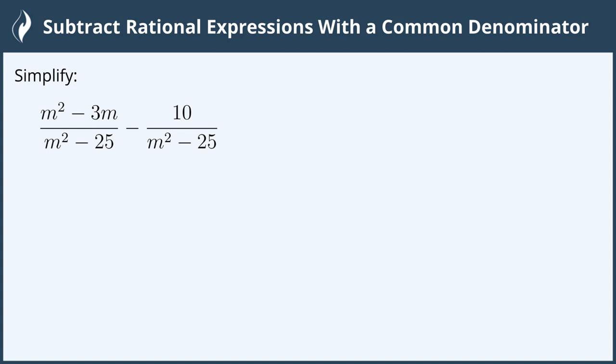When we have fractions that we're trying to combine with a subtract or an addition sign, and the denominators are the same, we can go ahead and just subtract. We must have a common denominator to add and subtract. So in this case, we can just go ahead and move forward with that. So we'll subtract the numerators, m squared minus 3m minus 10, and we keep the same common denominator.